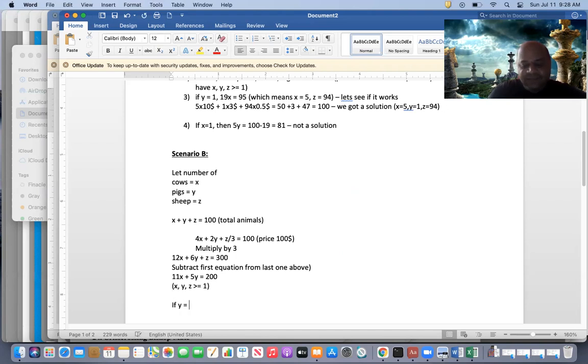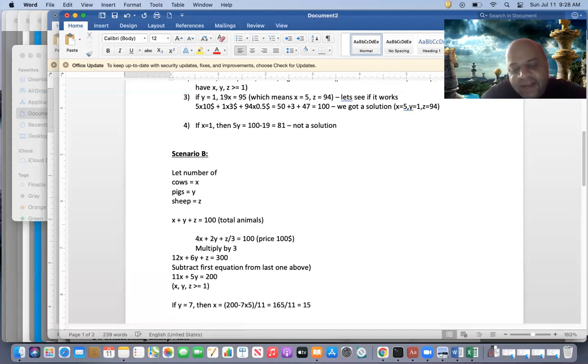If y is equal to 7, then x is equal to 200 minus 35, right? Minus 7 into 5, 35, divided by 11. So that is equal to 165 divided by 11, which is equal to 15. Right? Then x is equal to 15. So we have got a solution.